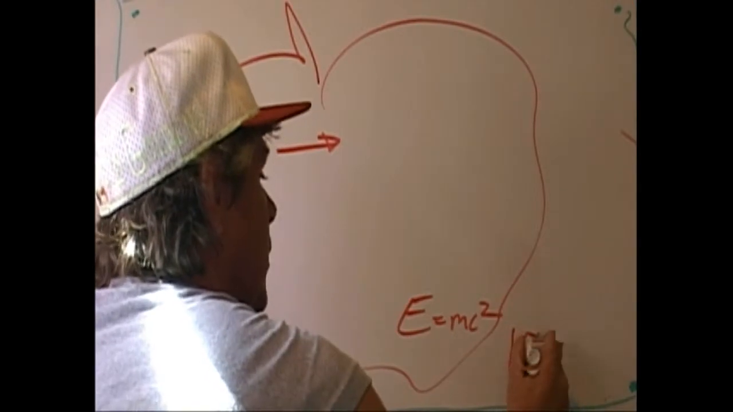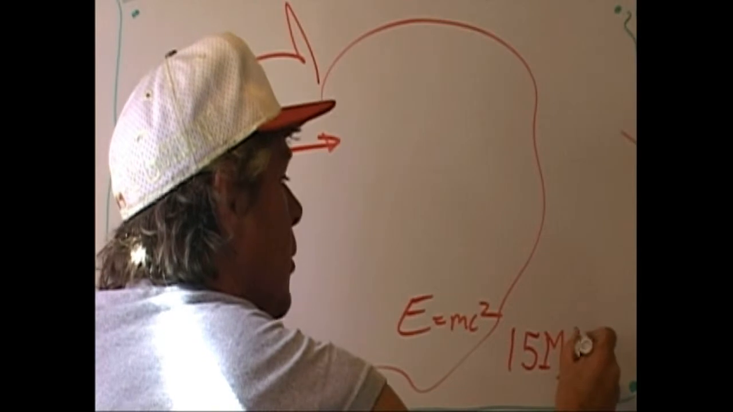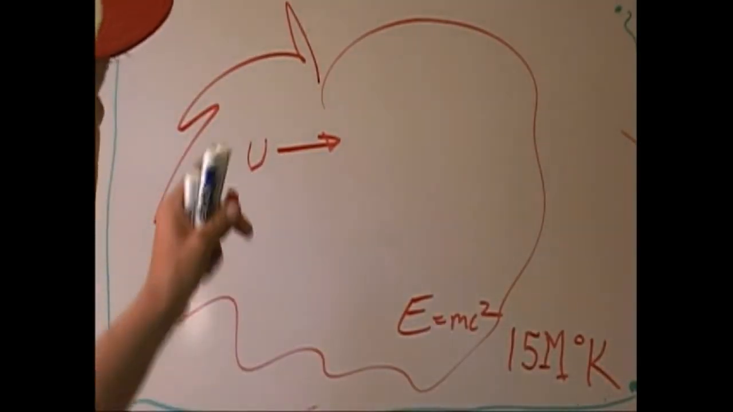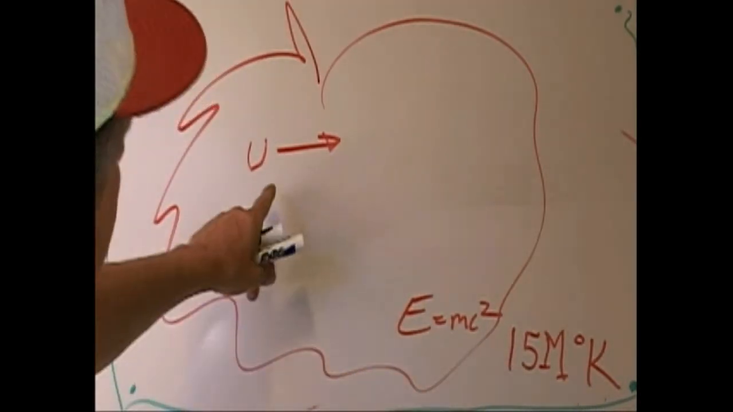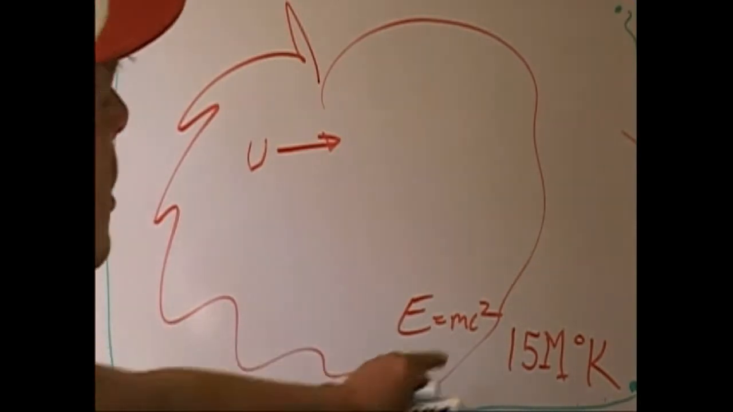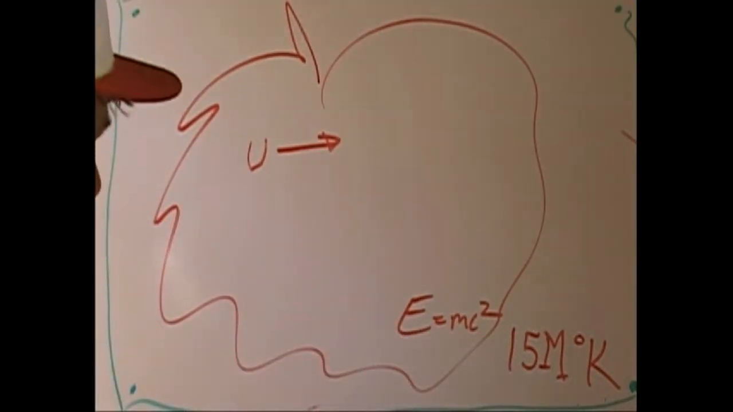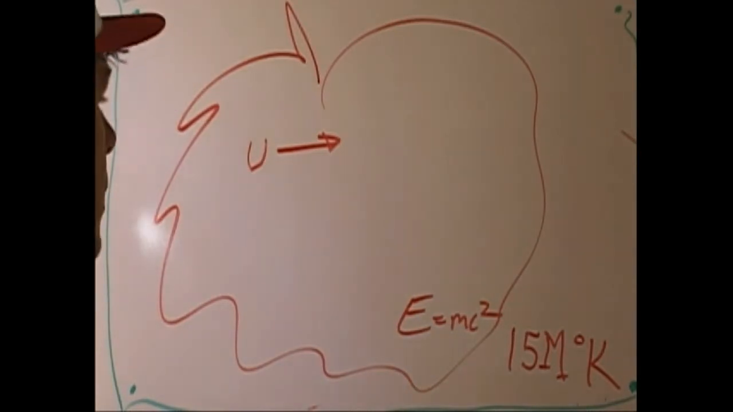Right here. 15 million degrees Kelvin. The core of the sun is able to fuse the protons to the point where the up quark receives enough energy to increase its mass. The up quark becoming a down quark.